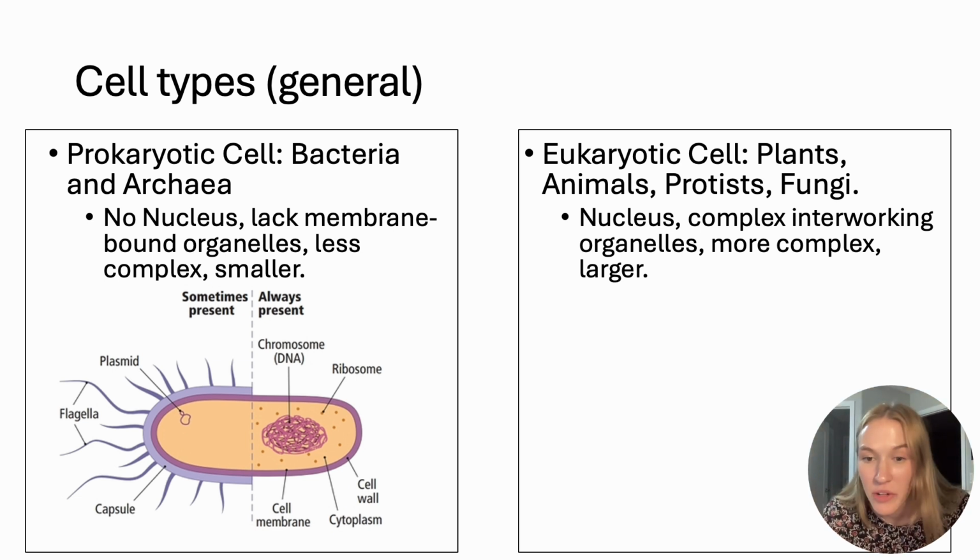Eukaryotic cells also have all those 4, but then a couple of other things as well. They have a nucleus. This is the way I remember it. Euks have a nuke. They also have membrane-bound organelles. They are more complex. Remember, you are eukaryotic. That's how I remember it.